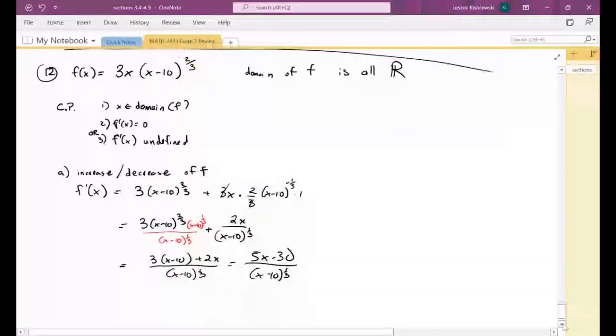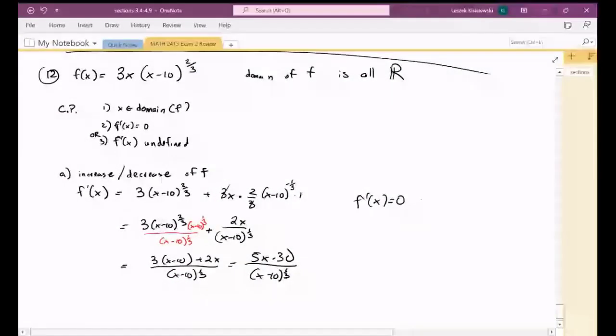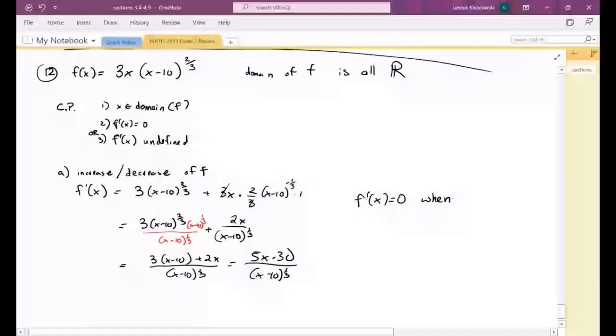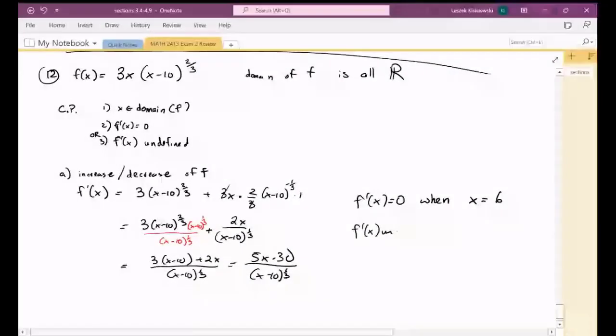All right, so when is this derivative equal to 0? When x is 6, right? When is this derivative undefined? At 10. And is 10 in the domain of our function? Yes, so it is a critical point.